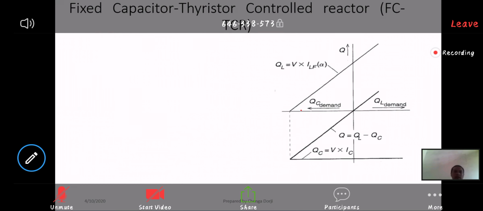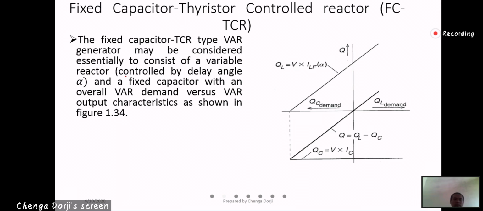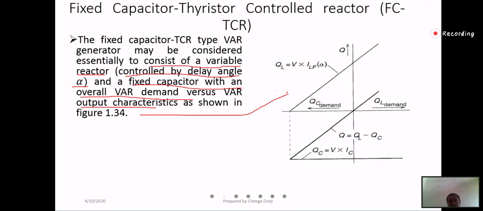Now let us see the fixed capacitor TCR, which consists of a variable reactor. The current in the reactor is controlled by the delay angle alpha. So one part is controlling, and the other is the fixed capacitor. The overall var demand versus var output characteristic is shown in this figure.